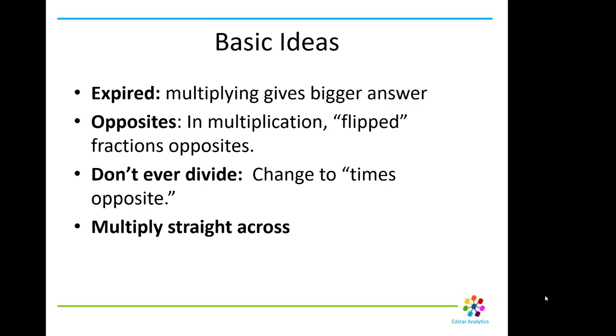So what we covered here is you need to realize that the idea that multiplication gives you a bigger answer has expired. Now that you know about numbers other than the counting numbers, that's no longer true. With fractions, you can multiply and get a smaller number as an answer. In multiplication, when we say the opposite, we mean the number flipped upside down. Two fractions are opposites if one is the other one flipped upside down. And if you've got a whole number, put a 1 under it if you need to get the opposite of it. Don't ever divide. Always change to times the opposite. And multiplying fractions, you multiply straight across.